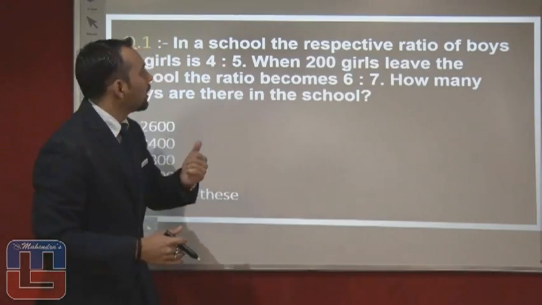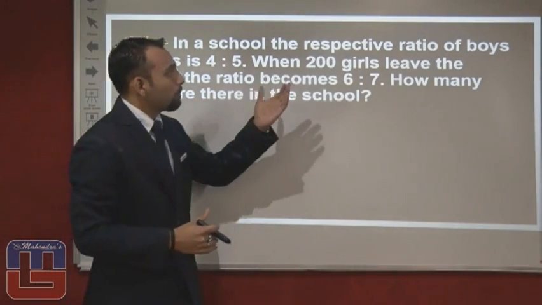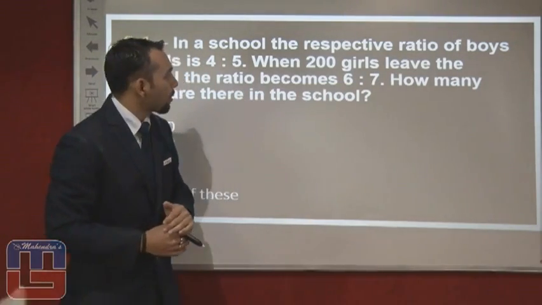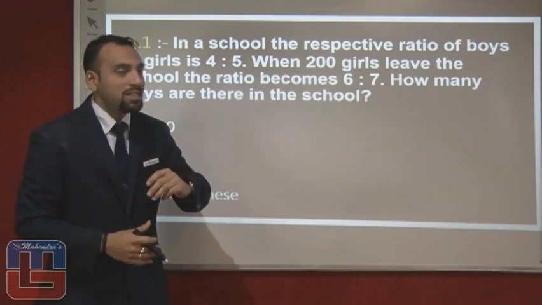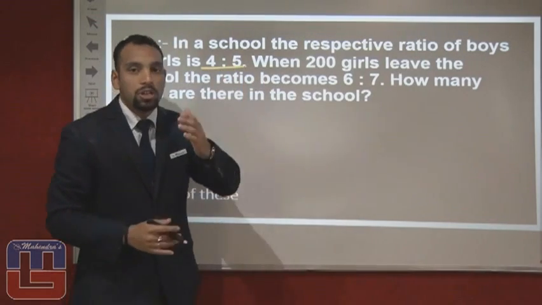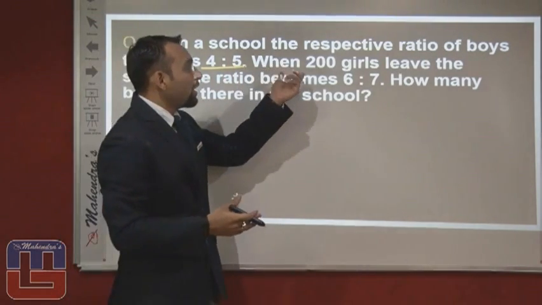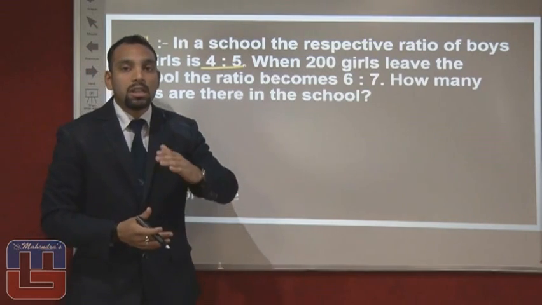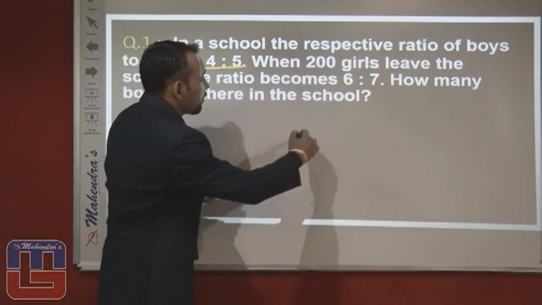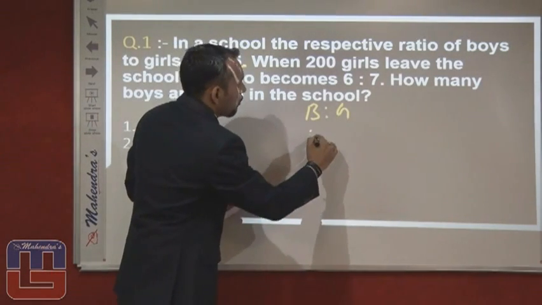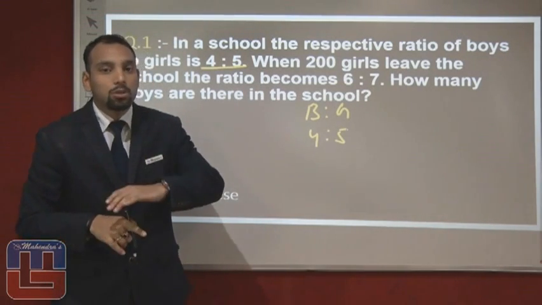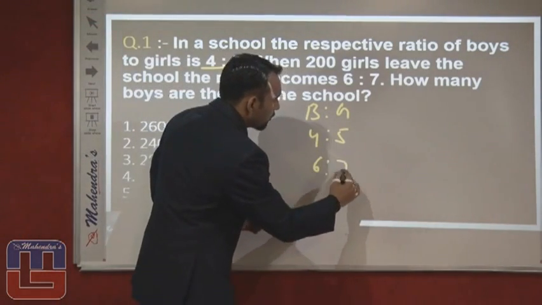The question is, in a school, the respective ratio of boys to girls is 4:5. What is the question saying? The question is saying we have been given the ratio of the number of boys and number of girls is 4:5. And then when 200 girls leave the school, the ratio becomes 6:7. That means the ratio of boys and girls is 4:5, and when 200 girls leave the school, the ratio becomes 6:7.